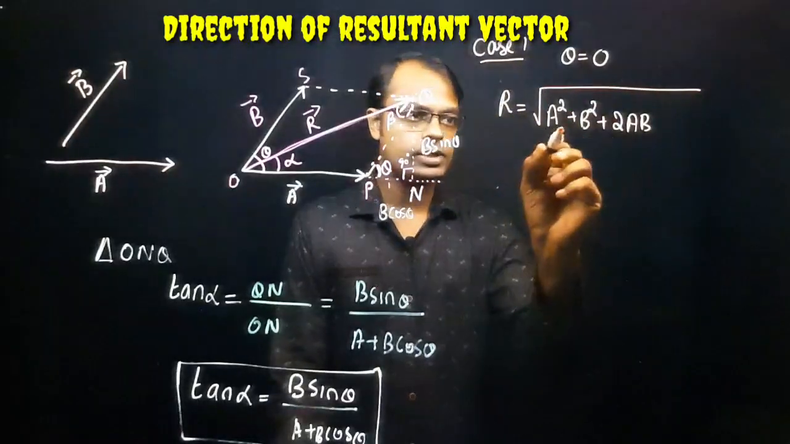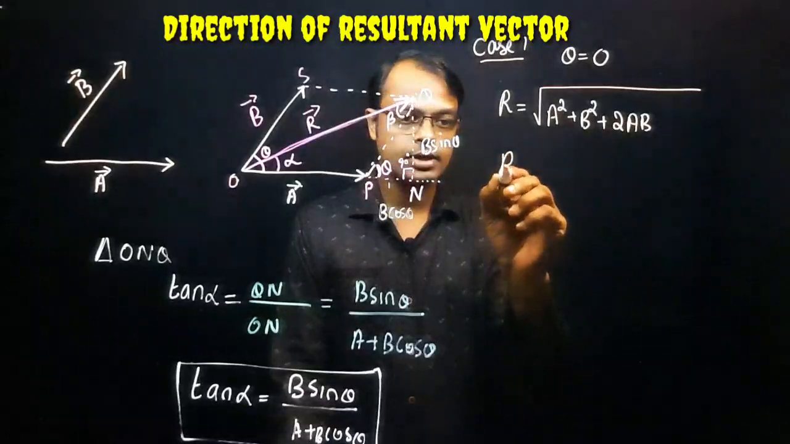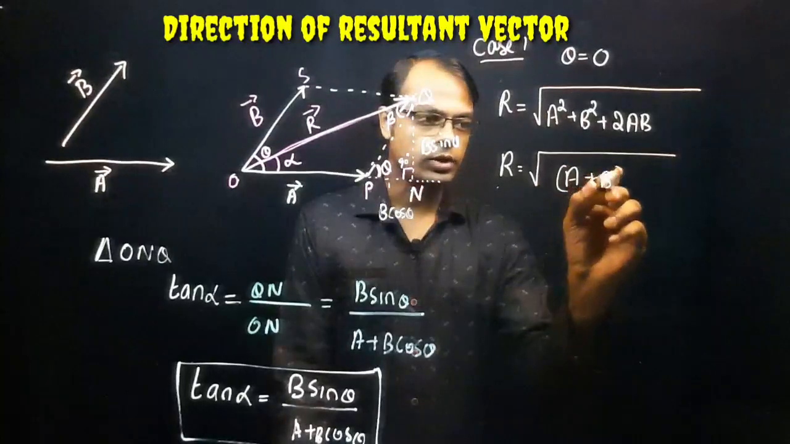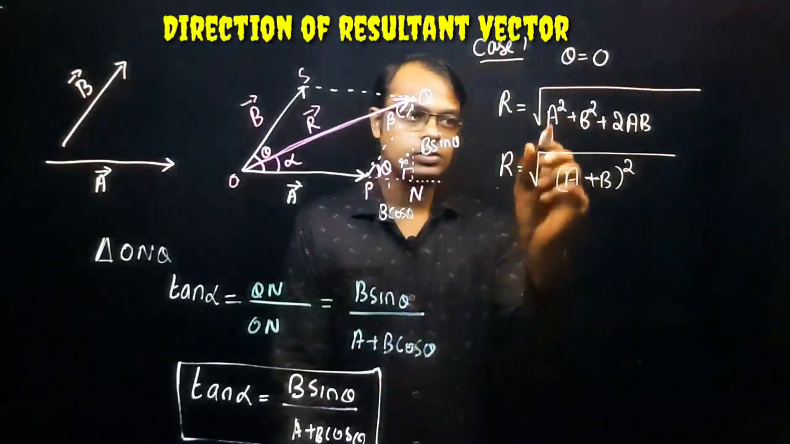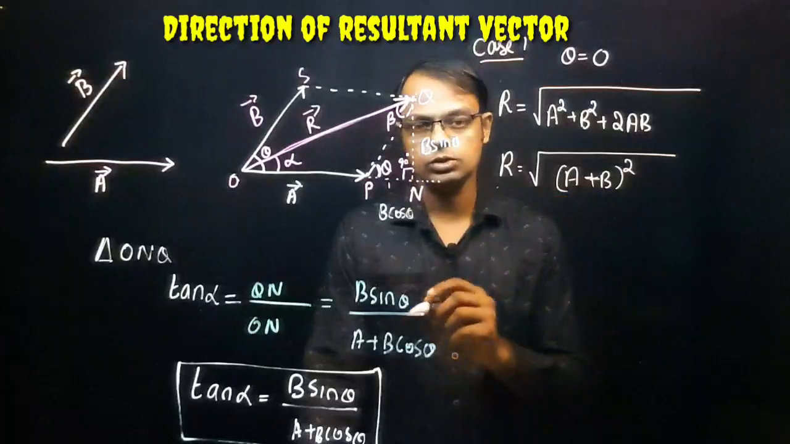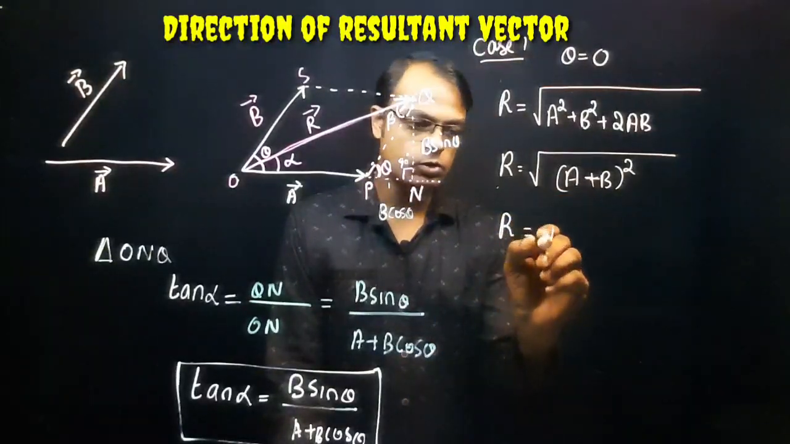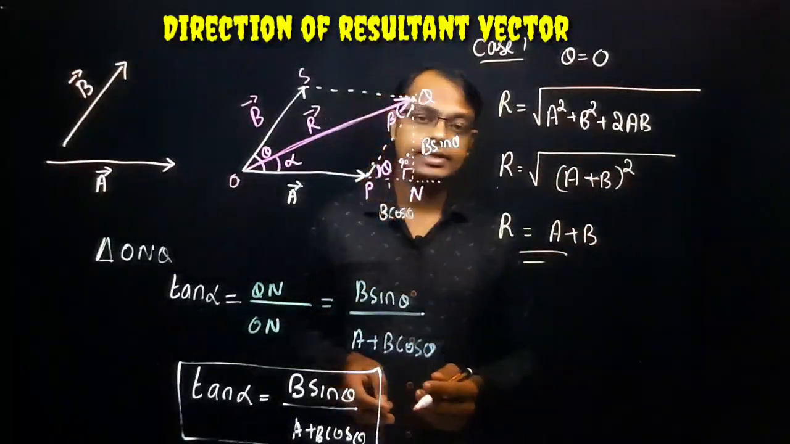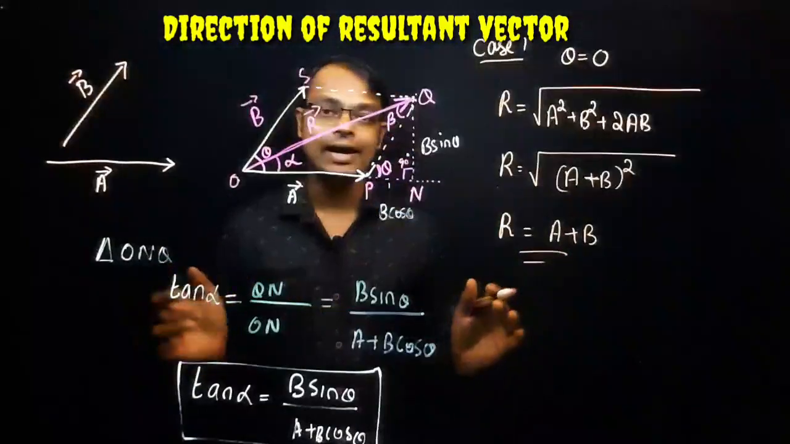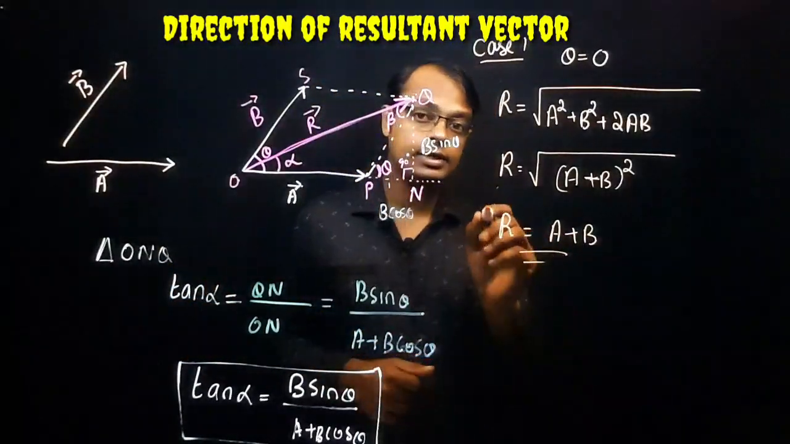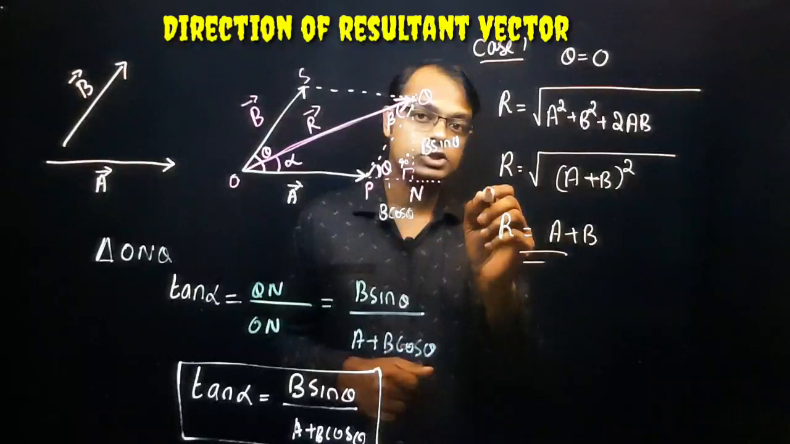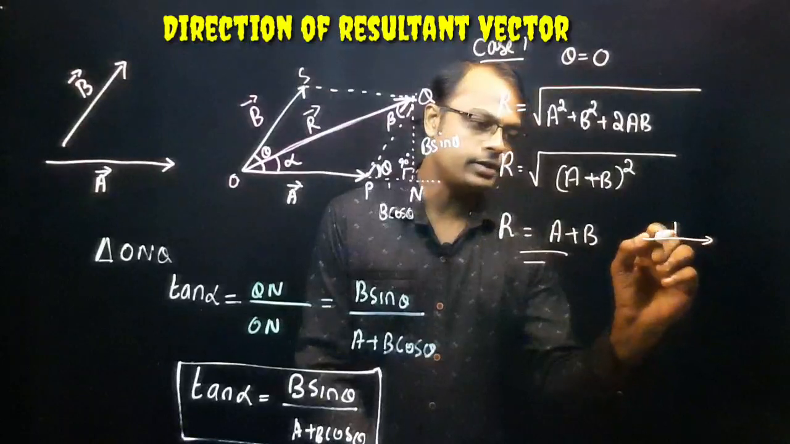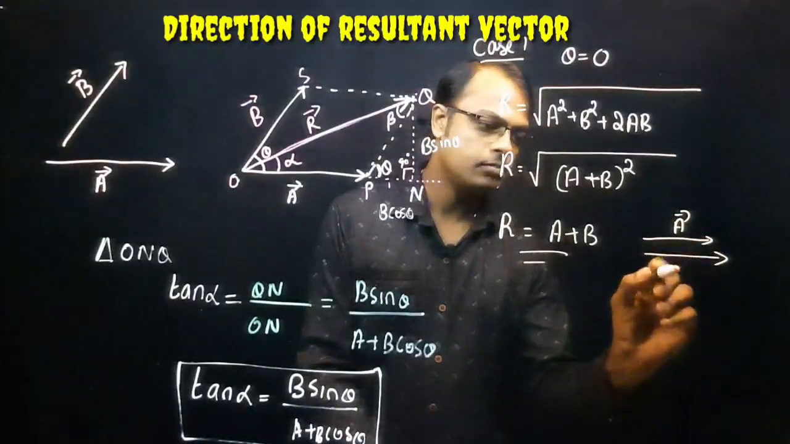So what does the equation become? R is equal to square root of A square plus B square plus 2AB. That can be written as R is equal to square root of A plus B whole square, because A square plus B square plus 2AB is equal to A plus B whole square. Therefore the resultant R is equal to A plus B. So what is the meaning? When the two vectors are acting in the same direction, we can simply add them. And in that case, the resultant vector will be acting in the same direction as the vectors A and B. Clear? So for example, this is the A vector and this is the B vector.